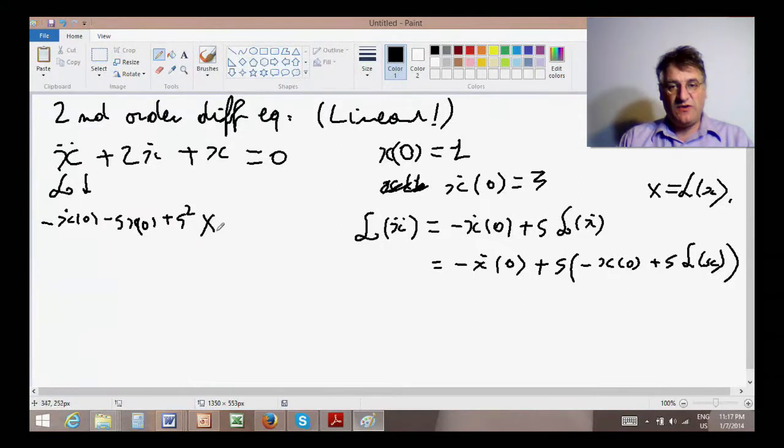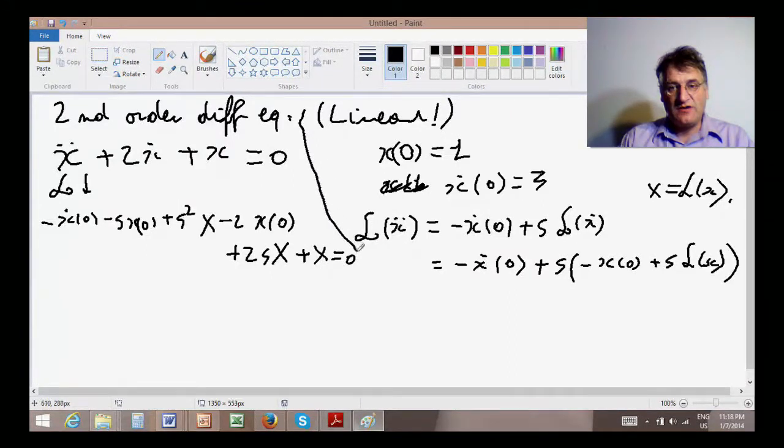Then we go for the x dot part. It would be plus 2 times x of 0, well, there's a minus in front of it. My mistake. So we erase here and there, and we go back to minus 2x of 0 plus 2sx plus x, this guy, is equal to 0.